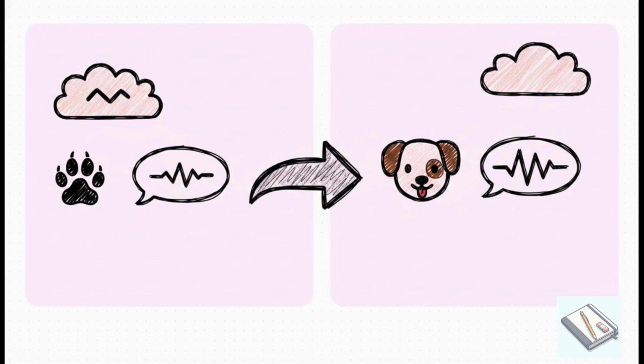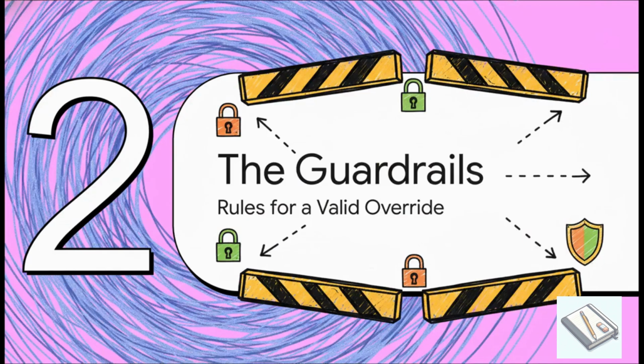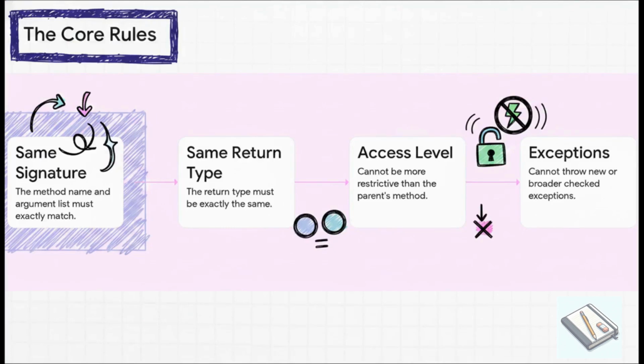Now, this is a really powerful feature, but it's not the Wild West. Java has a set of strict rules you have to follow. Think of them like guardrails on a highway. They keep you from causing some really weird and unexpected problems. You've got to get these 4 rules right.